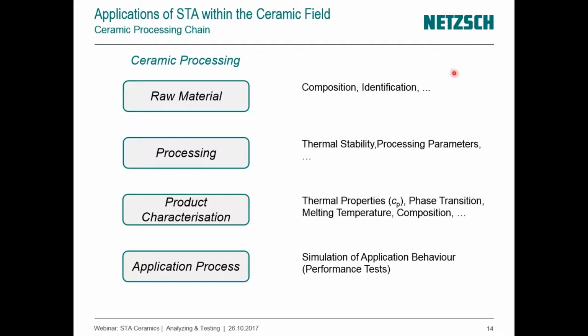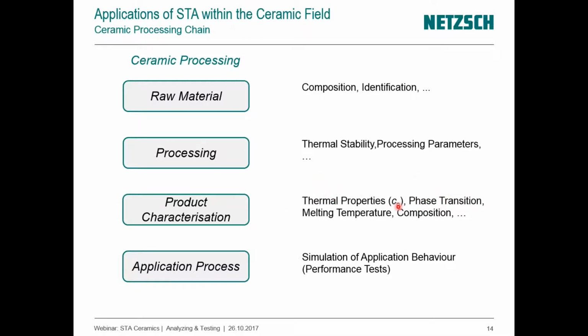So far, you're now more or less an expert on what an STA is, what a TGA is, and what a DSC is, and therefore we will now head over to the application part. In the application part, as I already mentioned in the introduction, we will have a look at a general ceramic processing chain, which more or less consists of 4 main parts. We will have a look at raw materials, processing, product characterization, and some application processes.